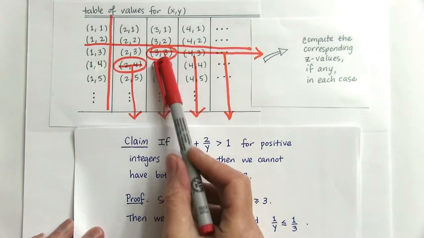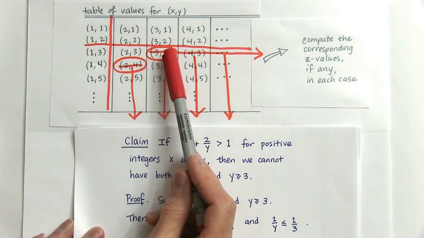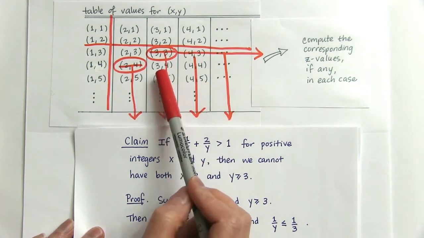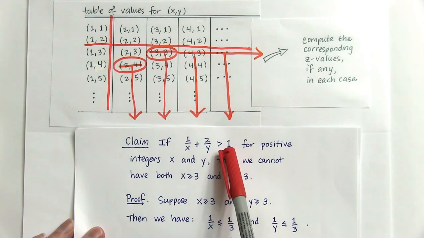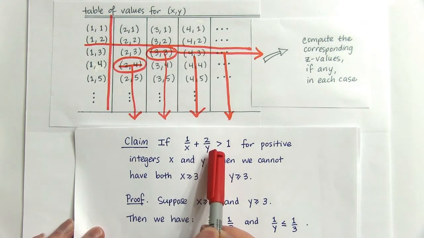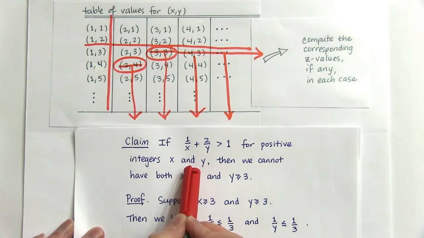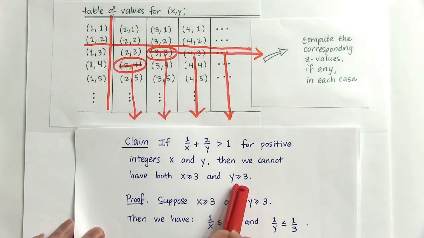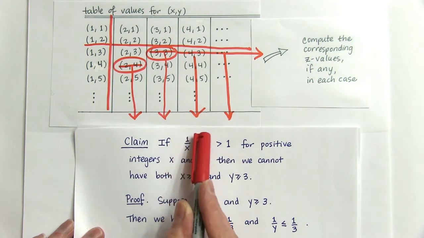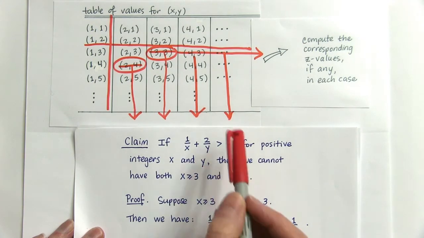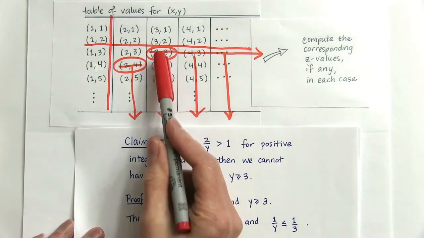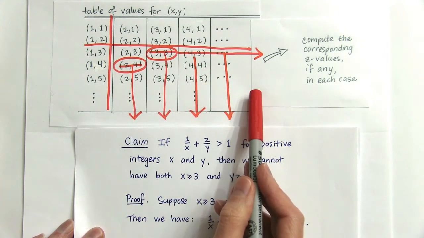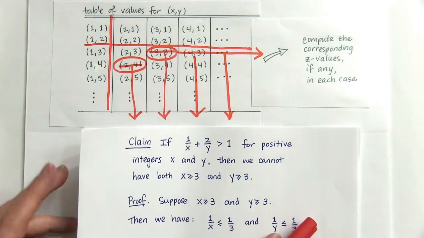And for the rest of this table, what we're claiming is that if my x and y values are greater than or equal to 3, then this inequality cannot hold, and I can prove that formally using the order axioms like this. So what I'm claiming is that if 1 over x plus 2 over y is greater than 1 for positive integers x and y, then we cannot have both x is greater than or equal to 3 and y is greater than or equal to 3. So if this inequality holds, then x and y cannot be in this part of the table, in the lower right-hand part of this table. And the proof goes like this.